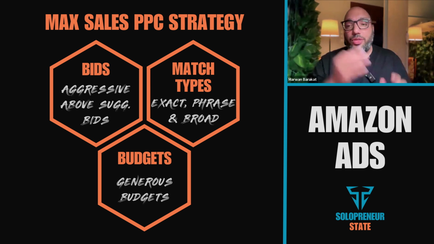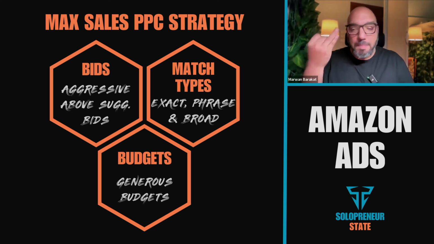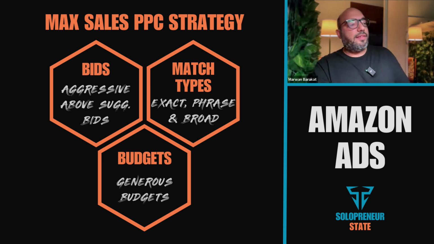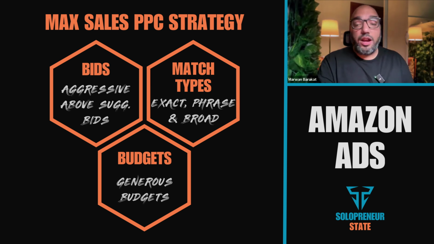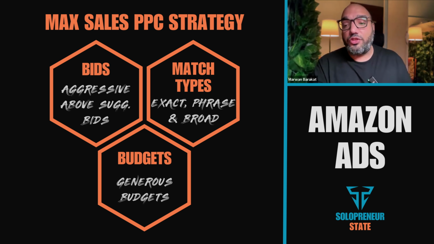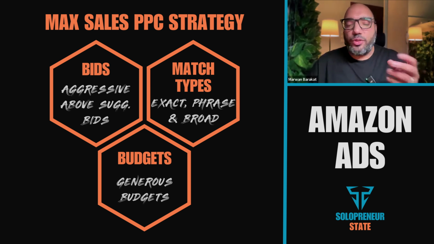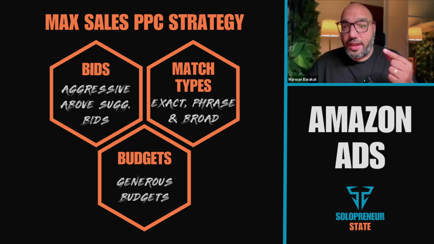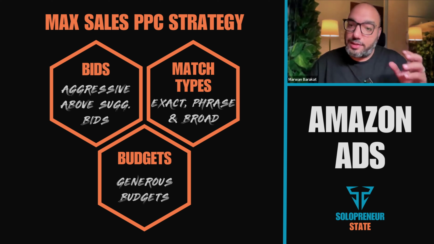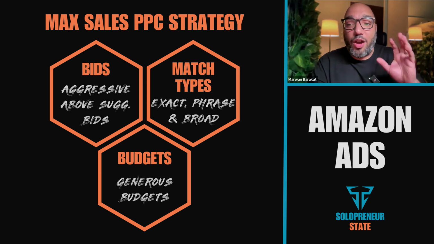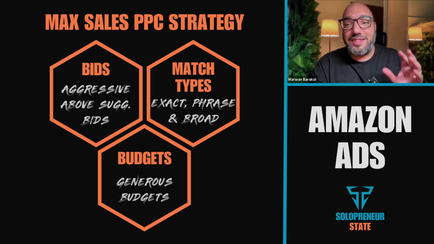PPC strategy in general has many components inside of it. Here, we're going to talk about 3 other things: bids strategy, match types, and budget. In the max sales strategy here, the bids are very aggressive, above Amazon suggested bids. So for example, if I'm creating a campaign now and Amazon tells me that the suggested bid for this specific keyword is $2, I'm going to bid $3. Why? Because I don't want to spend 1 second not showing on the top of the first page. Because again, I want to get as many sales as possible. And I don't care about how much profit now. I only care about how many sales I can get.